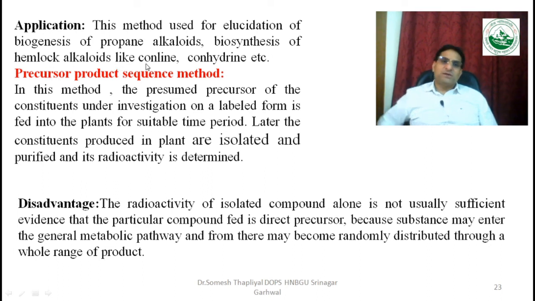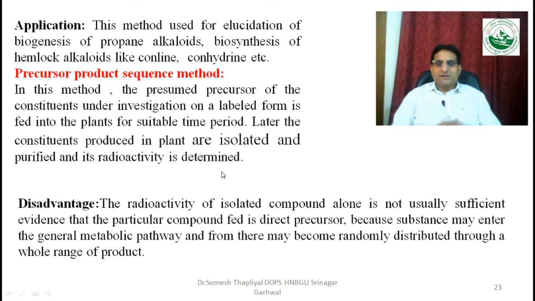For example, coniine is there, conhydrine is there. Then the second method is the precursor-product sequence method. In this method, the presumed precursors of the constituent under investigation, in a labeled form, are fed into the plant for a suitable time period. Later the constituent produced in the plants is isolated and purified and its radioactivity is determined.